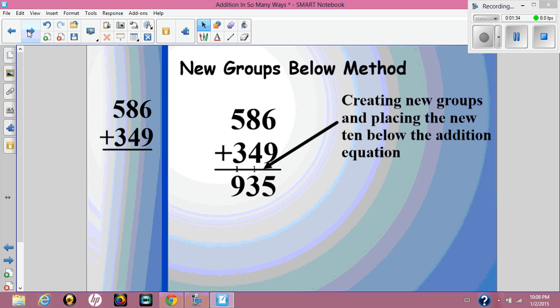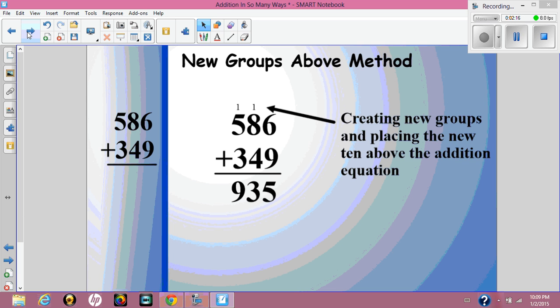So we begin at the right in the ones column. We add 6 plus 9 together and we have 15. We place our 5 in the ones column and we put our new group number down below our equation. 8 plus 4 is 12 plus our new group number 1, that's 13. We again move to the hundreds. We have a new group down here. 5 plus 3 is 8 plus 1 more is 9, 935.